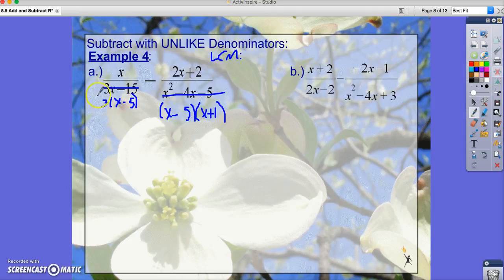All right. So what do I have? I have a 3, know the number, so I write down the 3. I have an x minus 5 here, x minus 5 here. I have 1 for each, so just a single x minus 5. And then what am I left with, an x plus 1? So there's my LCM for A. So rewrite it.